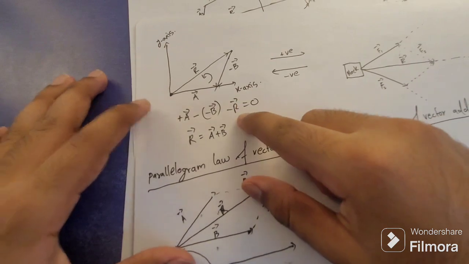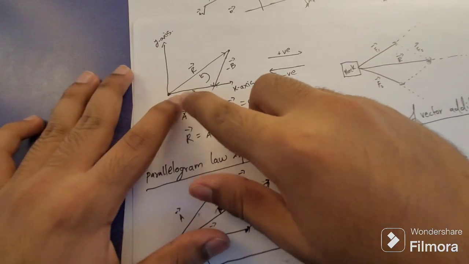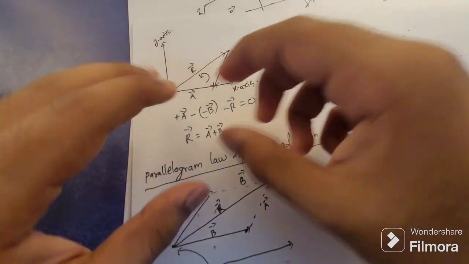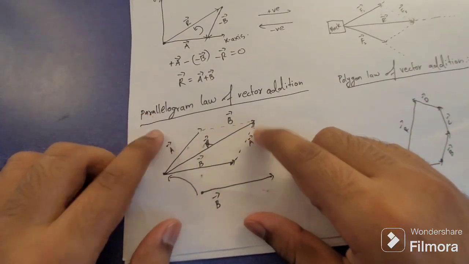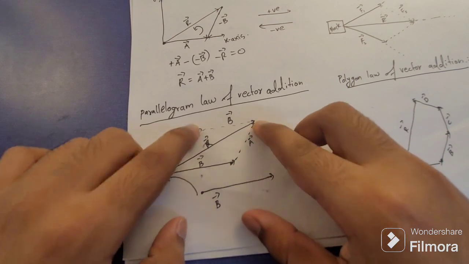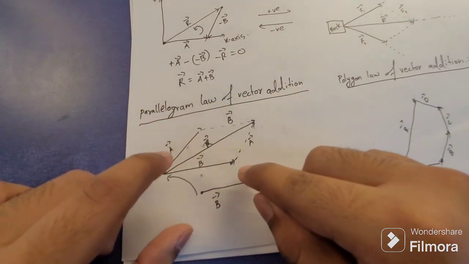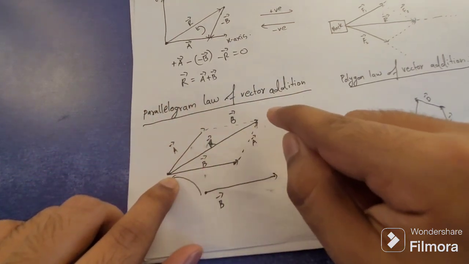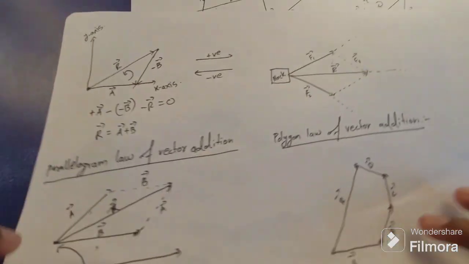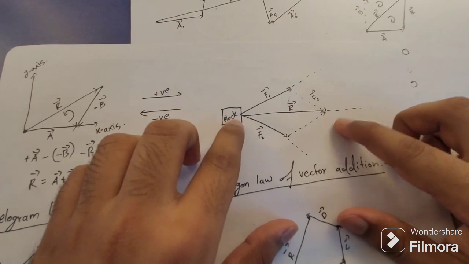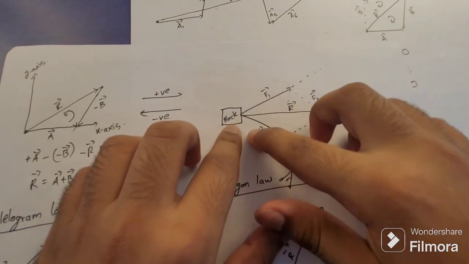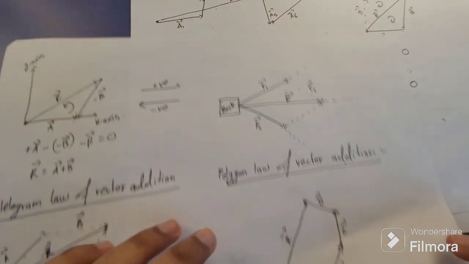Then we saw how the result won't change because around a closed loop the sum is always the same. Then we saw the parallelogram law of vector addition, how by parallelly shifting the vectors we can complete a parallelogram and the resultant would always be the longer diagonal of the parallelogram. Then we applied it to an interesting example and saw what would be the resultant effect on the block if two forces are acting.